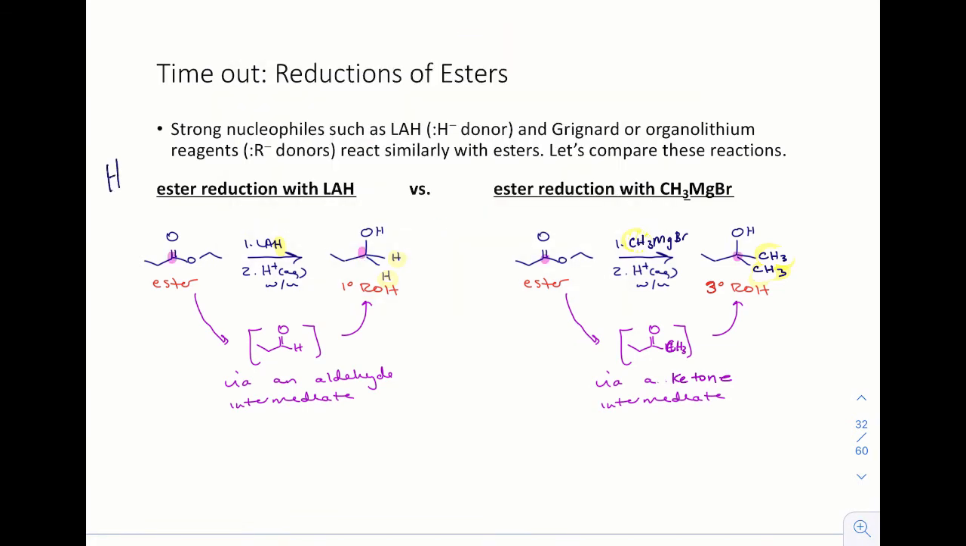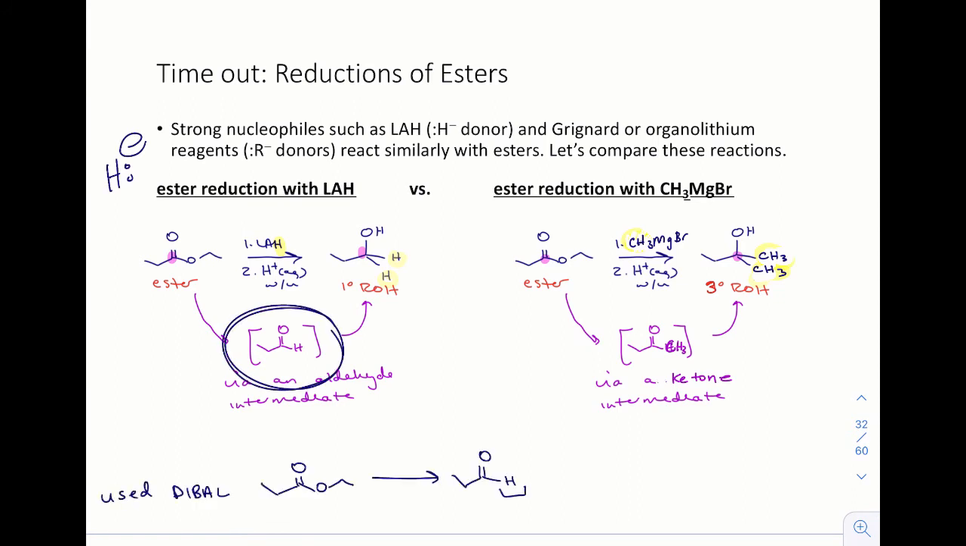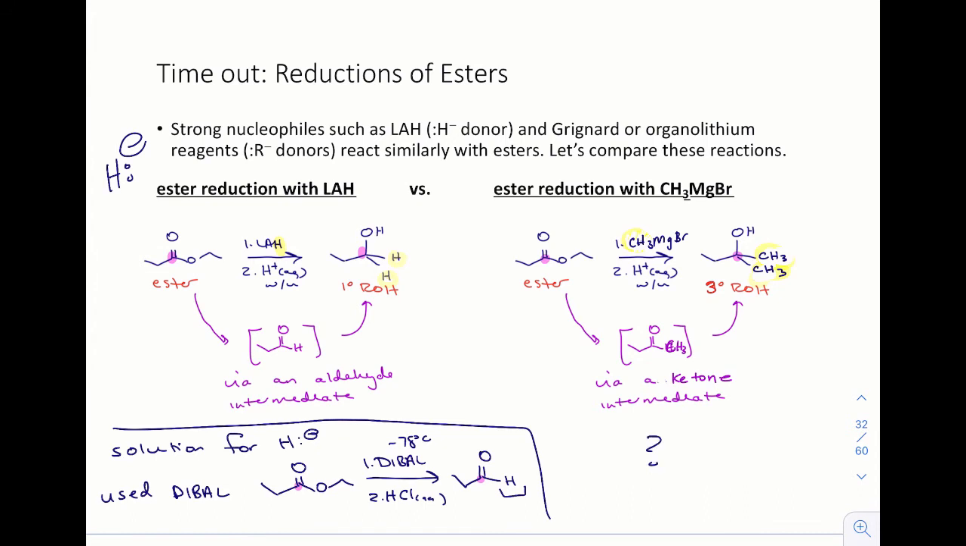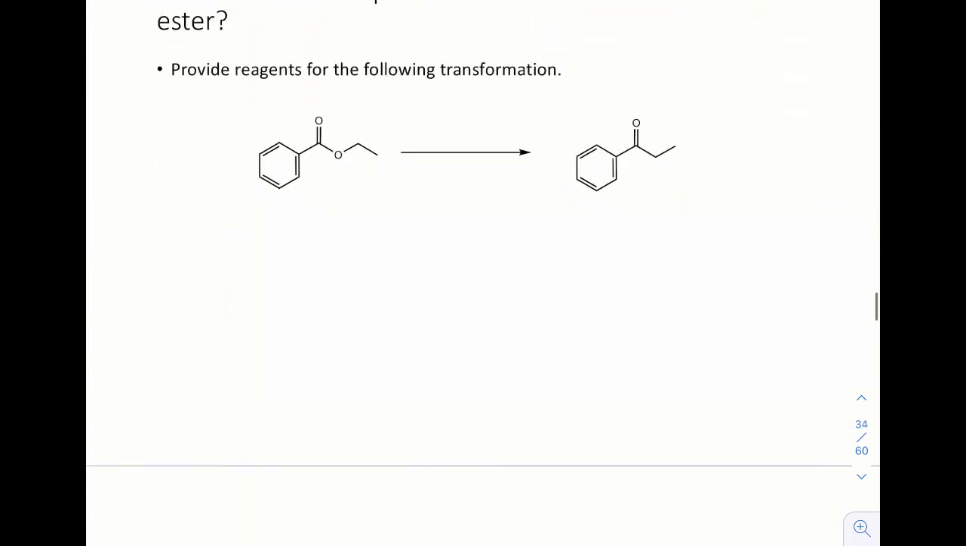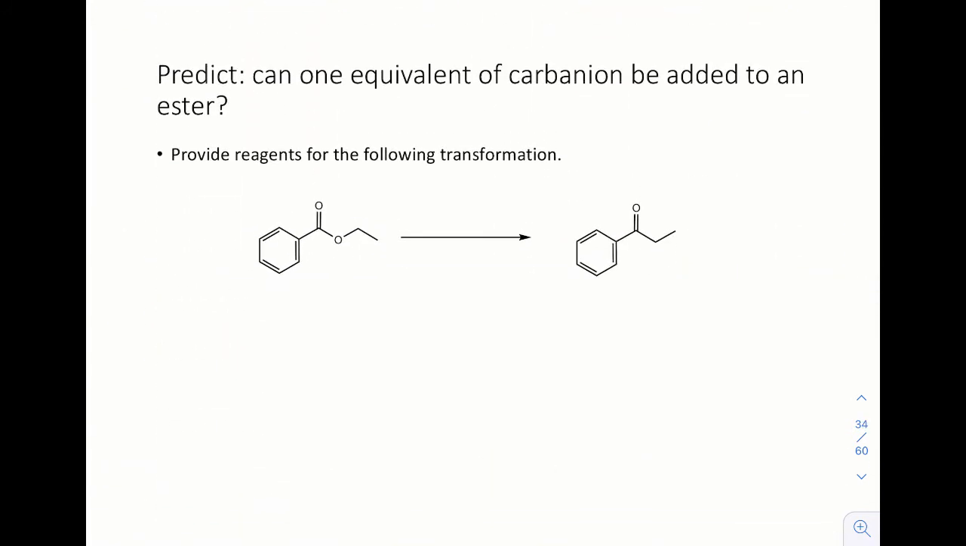Now for hydride donors, we found a solution. We used DIBAL, which avoided formation of the aldehyde, and it was only formed on the workup. So then we were able to isolate the aldehyde product, only adding 1 equivalent of hydride to the ester. Will there be a solution for carbanions? Will there be any way to add 1 equivalent of carbanion to the carbonyl carbon of an ester? I don't know. Let's provide reagents for the following transformation.